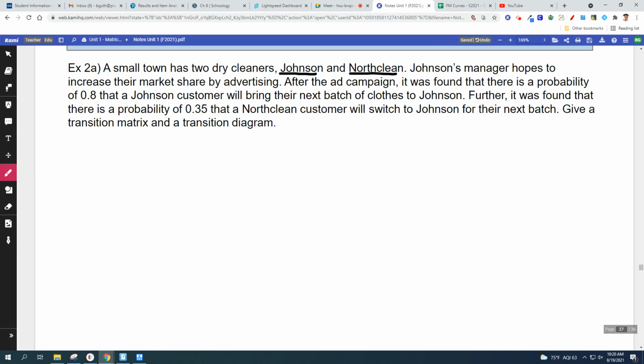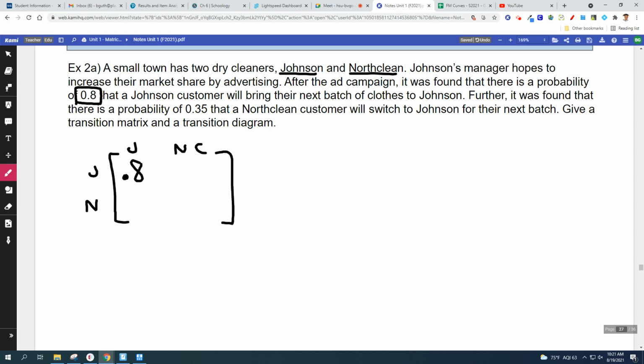So the way I would set up this matrix is I would say there's Johnson and there's North Clean. So I would set up a 2 by 2 where there's Johnson and there's North Clean. So when you look at the numbers, it was found there's a probability of 0.8 that a Johnson customer will bring their next batch to Johnson. So from Johnson to Johnson is 0.8. That number goes right there.